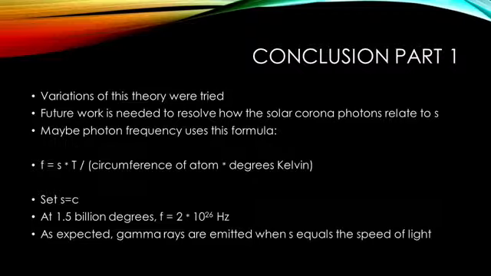Now, if we set the speed of the wave function equal to the speed of light, and we set the temperature at 1.5 billion degrees, then the frequency of the photon emitted would be 2 times 10 to the 26 hertz. And as expected, gamma rays. This is a gamma ray frequency, and that would be emitted when the wave function equals the speed of light.